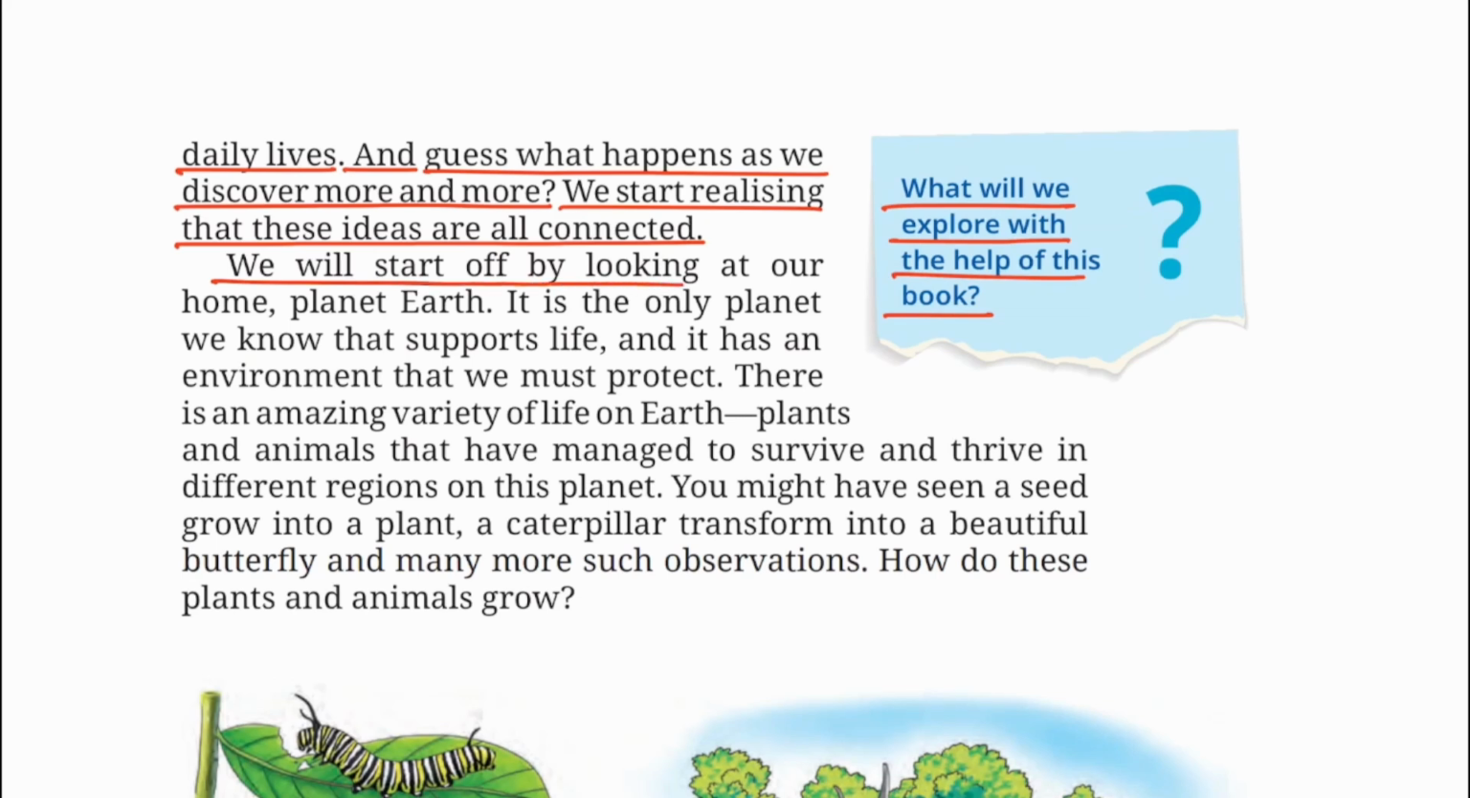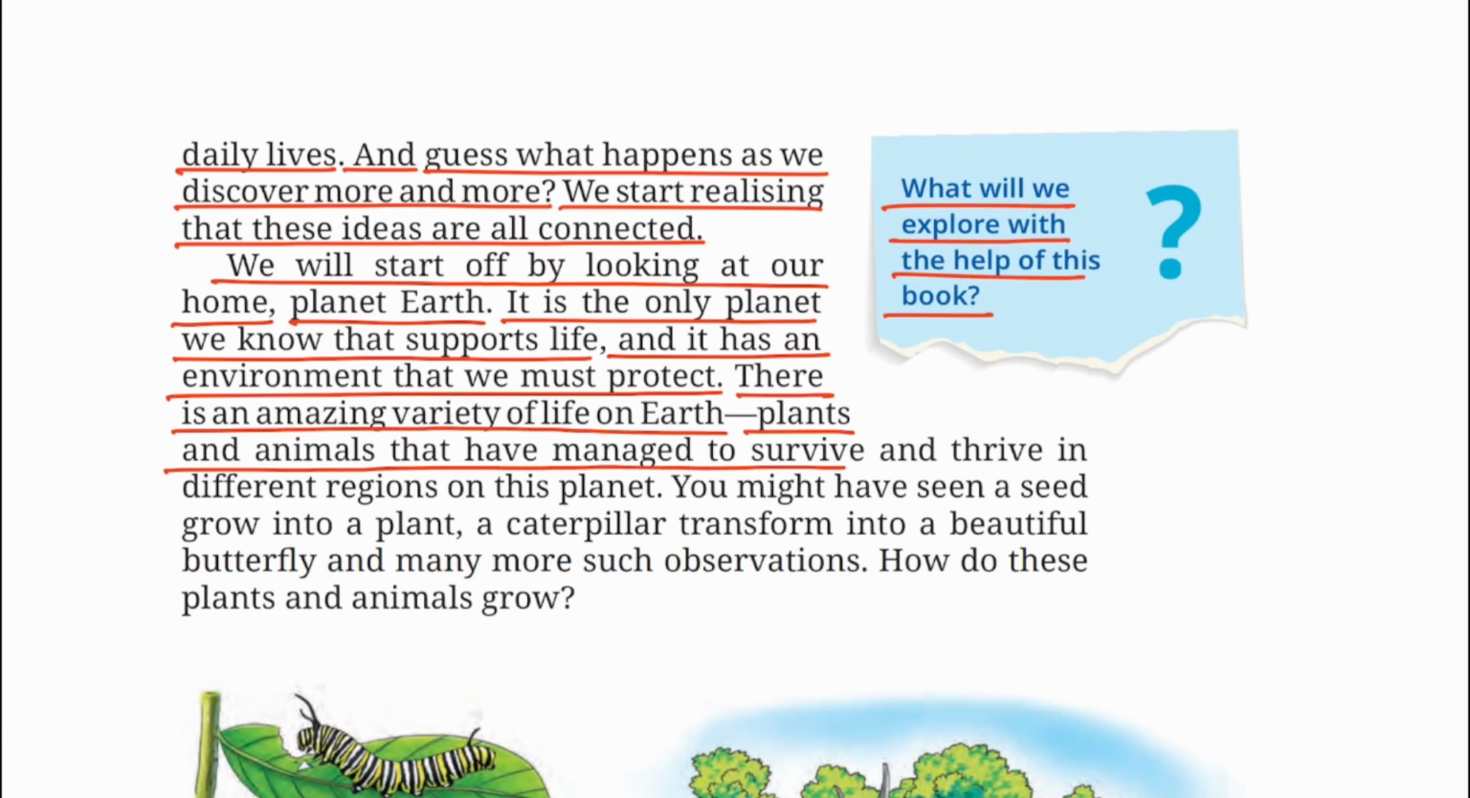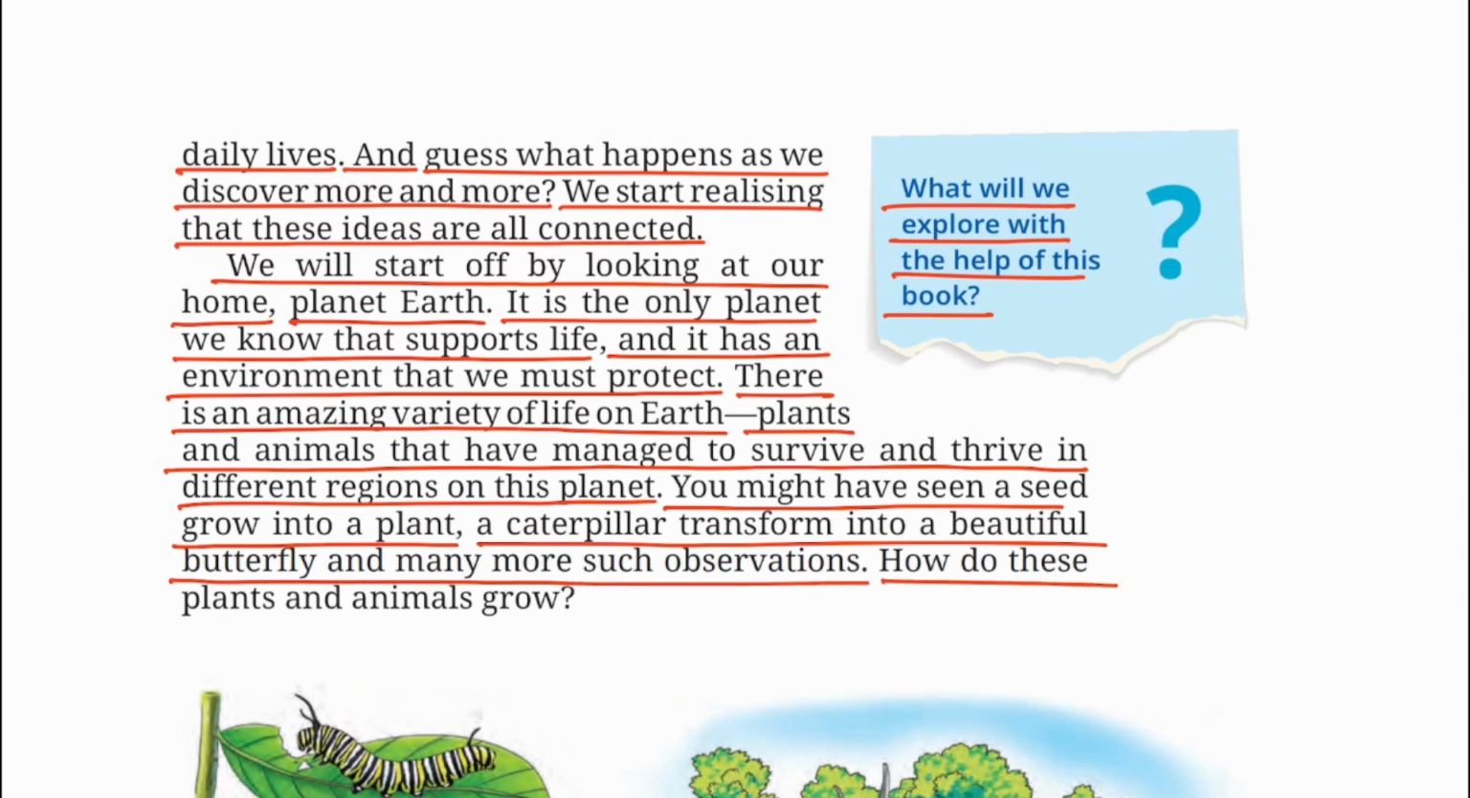We will start off by looking at our home, planet Earth. It is the only planet we know that supports life, and it has an environment that we must protect. There is an amazing variety of life on Earth, plants and animals that have managed to survive and thrive in different regions of this planet. You must have seen a seed grow into a plant, a caterpillar transform into a beautiful butterfly, and many more such observations. How do these plants and animals grow?